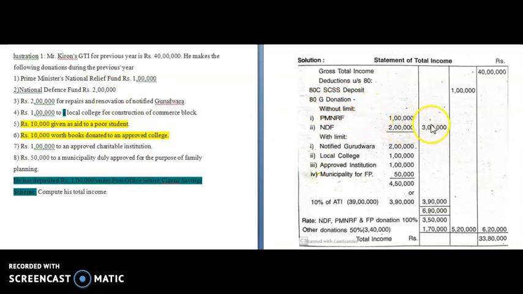So we will write as it is. Without limit means there is no limit, any amount of money you can donate. So since it is a without limit donation, directly we have written. But when it comes to with the limit donation, there is a limit for everything. So that item we are supposed to consider here.